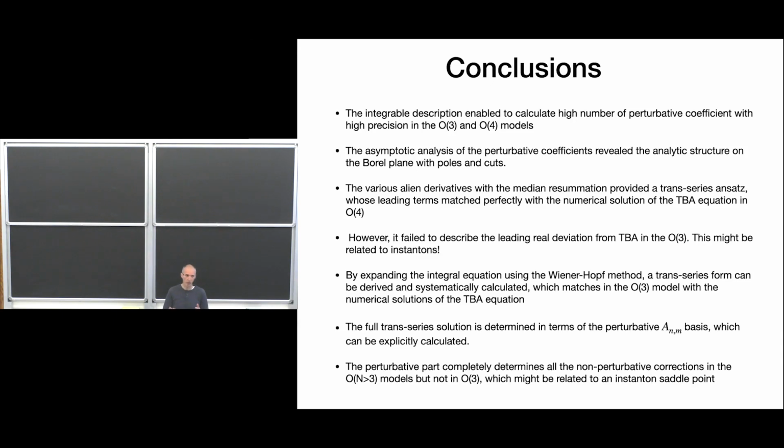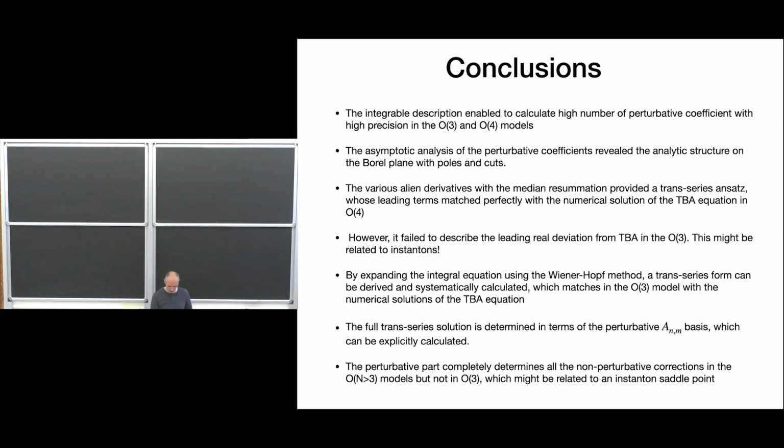So, conclusions. I explained how we could use these nice algebraic relations to calculate many, many perturbative terms, and then we investigated the asymptotics of these perturbative terms, and we could extract the leading non-perturbative corrections. And then later, we could see that in the O4 model, the asymptotics contained all the information about the non-perturbative terms, but in the O3 model, they didn't.